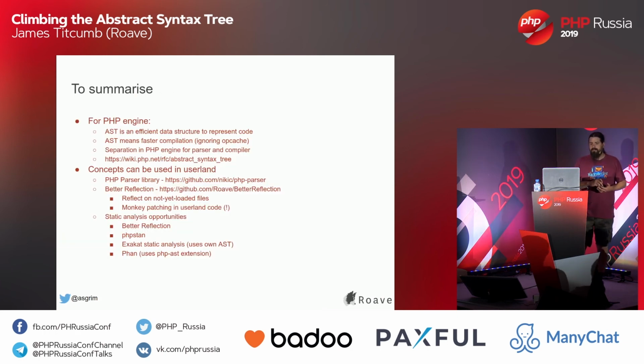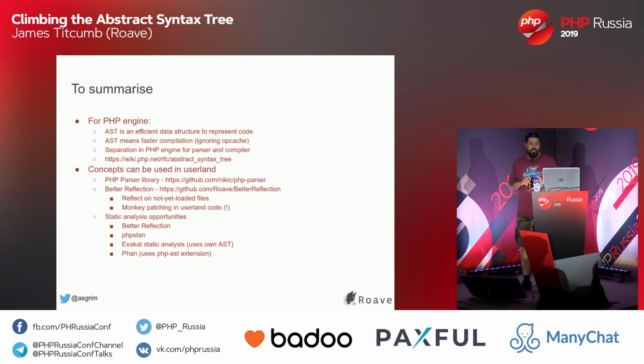So to summarize, for the PHP engine itself, AST is an efficient data structure that is used to represent code. It means a faster compilation step, and obviously opcache makes the runtime part of this faster. There's separation in the PHP engine for the parser and the compiler. But these concepts, and for me this is the most important thing, is that we can use this stuff in userland to analyze code better.